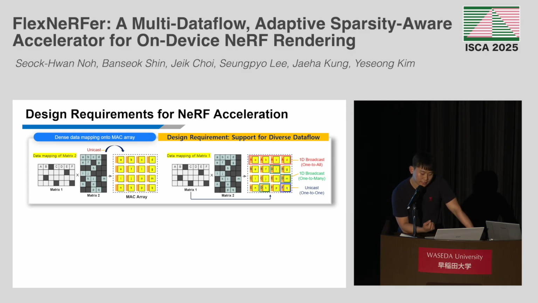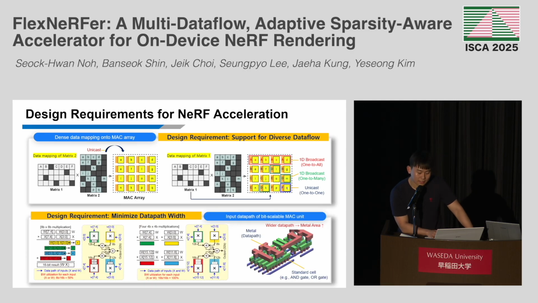What we noticed is that data need to move across both rows and columns. This led us to an important insight, which is to fully utilize the main unit, we need a distribution network that supports flexible data flows along row and columns. Next, to support different precision levels caused by quantization, we used a bit-scalable main unit.